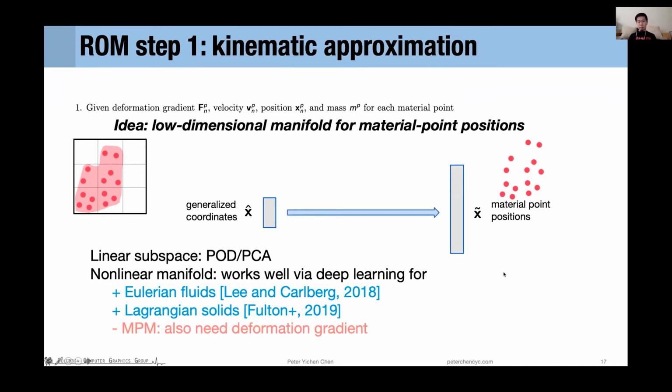However, for MPM, in addition to the position information, we also need the deformation gradient information. Then you'd be like, okay, in that case, just build another separate manifold that maps your x hat to your deformation gradients. Well, we're tempted to go on that approach, but we ended up deciding to take a whole different route.